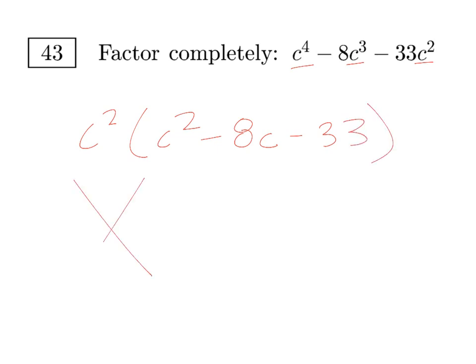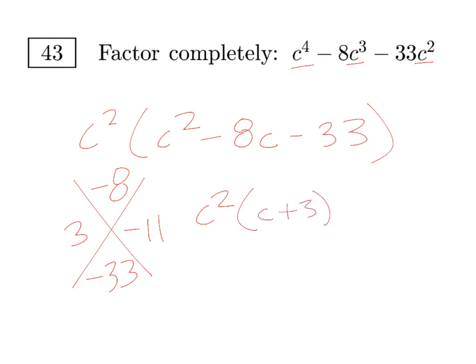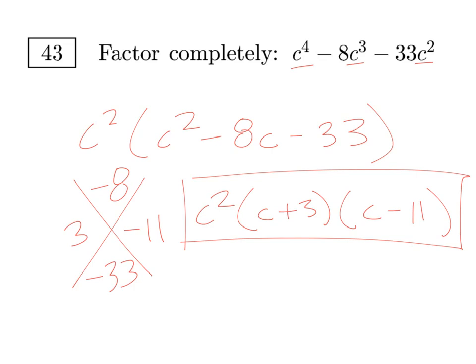And let's see, I'm going to do big X method now. I have negative 8, on the bottom negative 33. So what's going on here? What two numbers add up to negative 8 and multiply to give me negative 33? That's going to be 3 and negative 11. So I have c squared times c plus 3 times c minus 11. And that's all we can do. We're done. So greatest common factor and big X method for this problem.